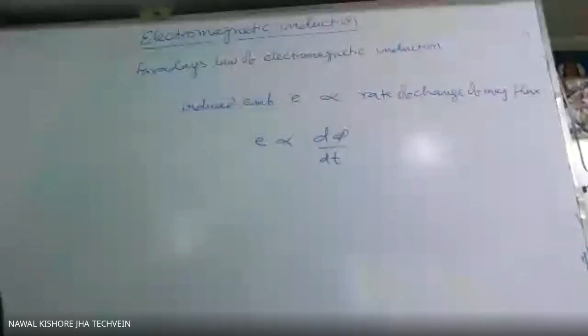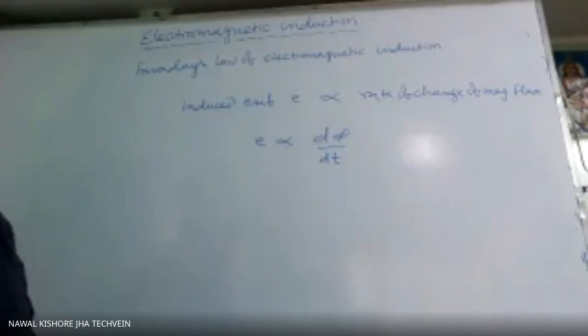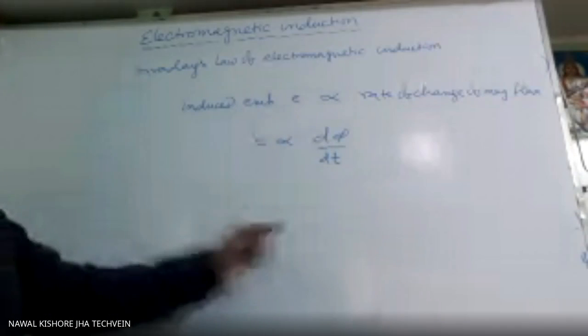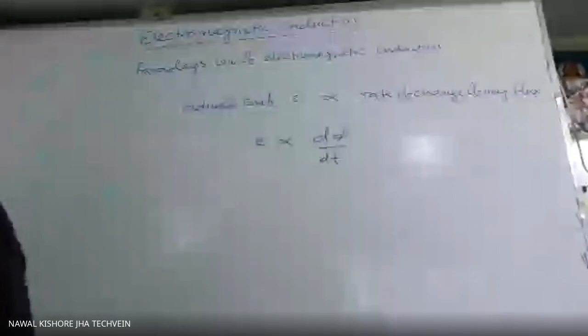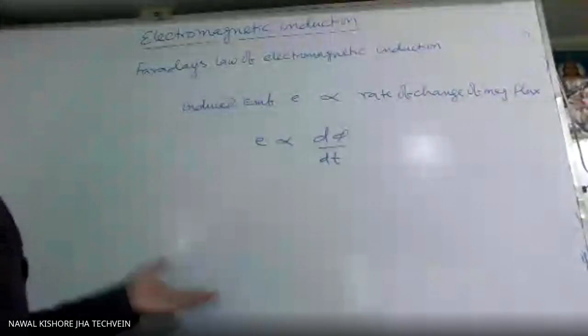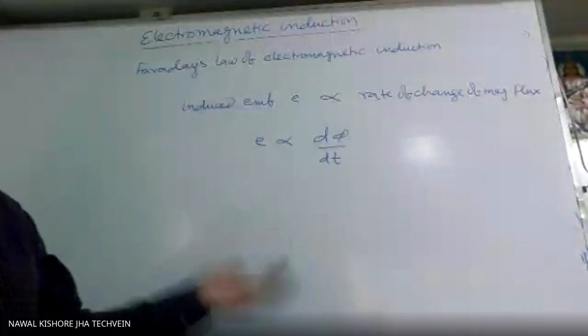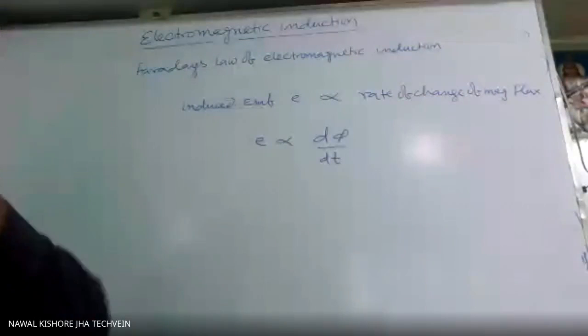If one loop is there, only the area of one loop will come. But if many loops are there, then you have to consider the total number of turns also. We will multiply the area of each loop by the number of turns. Then it will give the total flux. Because in the case of a solenoid also, each loop is behaving like a dipole, so the strength of the magnetic field will keep on increasing. That we have already seen.